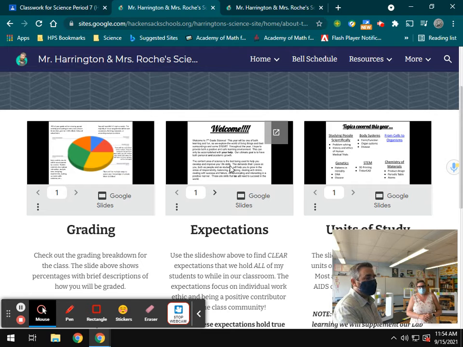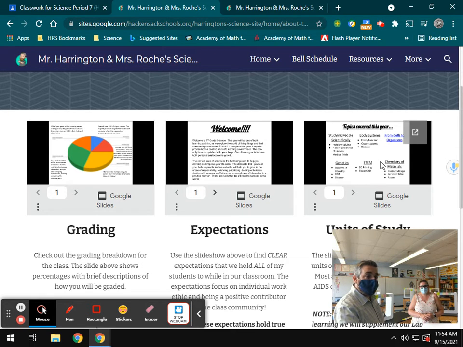Right. Class expectations, once again, you can take a look at this in more detail. But basically, we want to provide a safe and happy and respectful learning environment to get the most out of this year. We're going to lead by example. And basically, if it's a rule of common sense, it's a rule that applies in here.